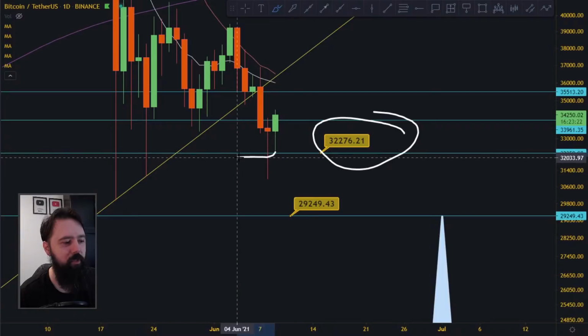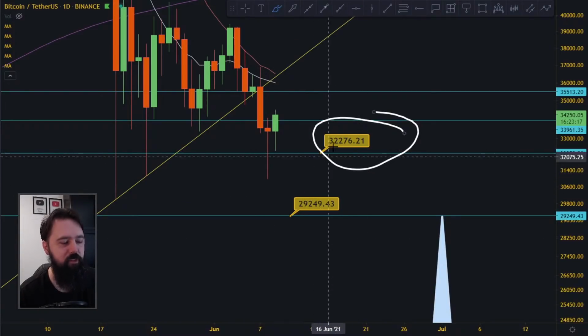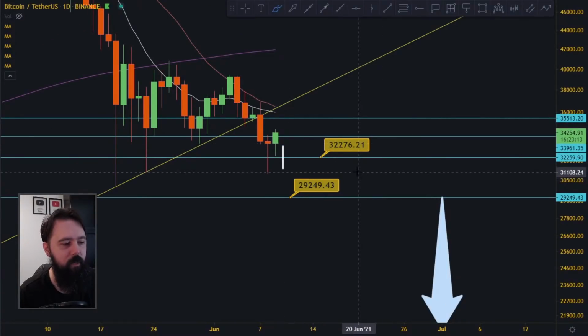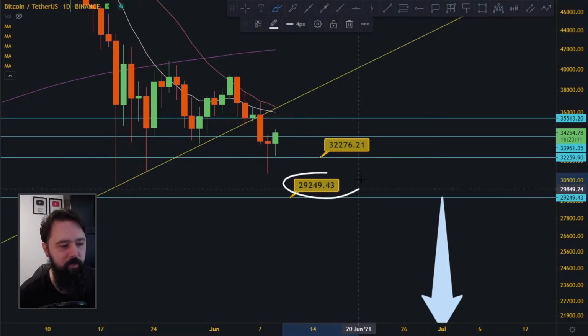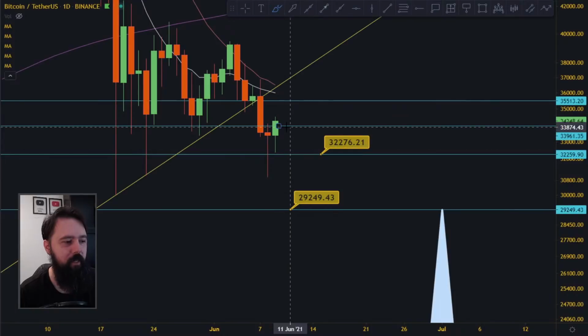We have no close below the support or anything like that, and we said also that 29,000 is the support below the 32. So in case we do break the 32,000, we are definitely going down to 29. But right now it just looks like this 32k support is actually getting bought back up.